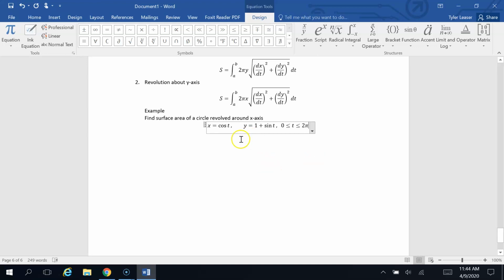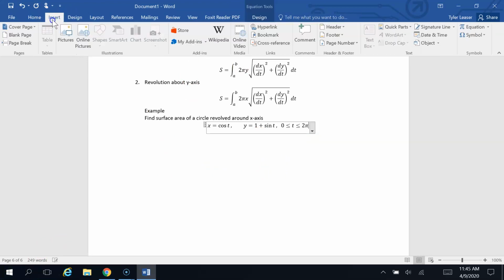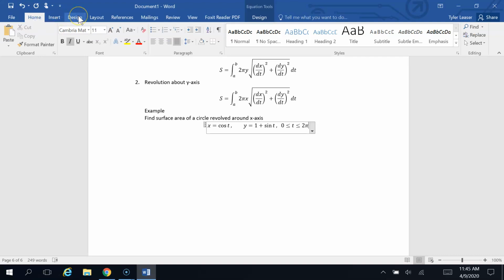Okay, so this is just a circle. It has a circle with radius 1 that has moved 1 unit in the vertical direction. Just imagine a circle with radius 1 that has moved 1 unit above the origin. That's all there is to it.